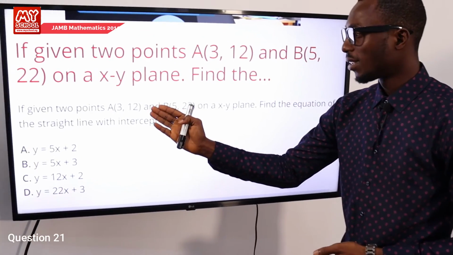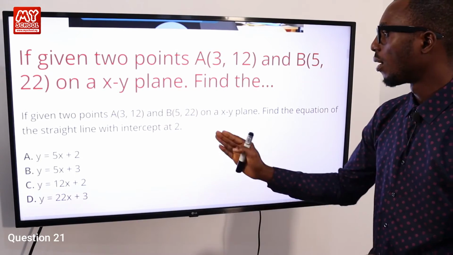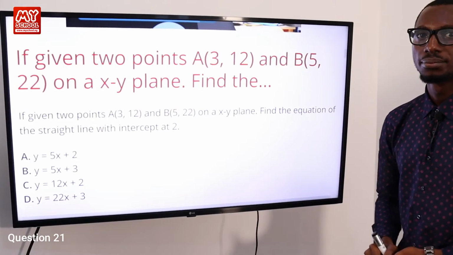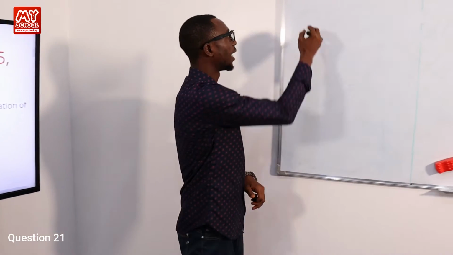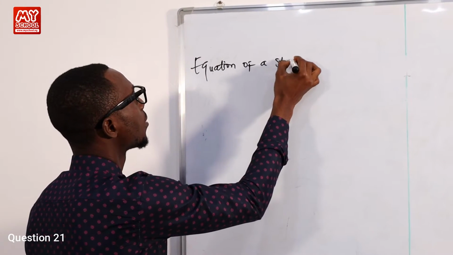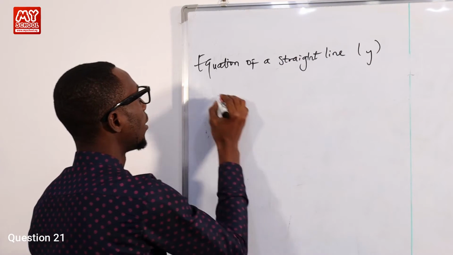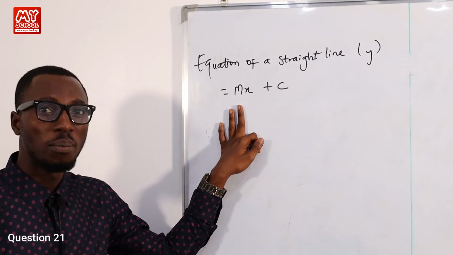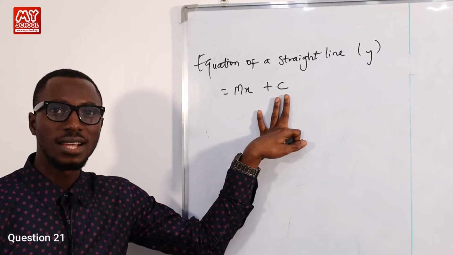If given 2 points, A (3, 12) and B (5, 22), on an xy plane, find the equation of the straight line with the intercept 2. This is very super cool and easy to solve. Recall that the equation of a straight line is represented by y equals mx plus c, where m is the slope or gradient, and c is our intercept.